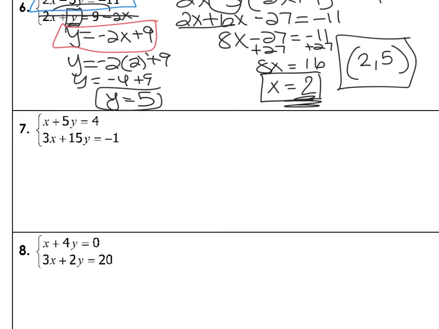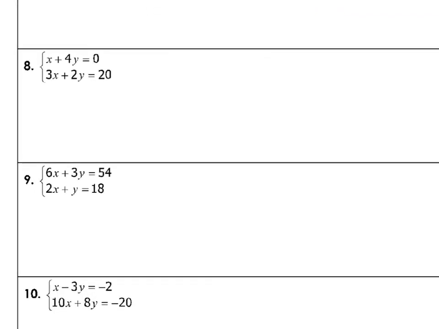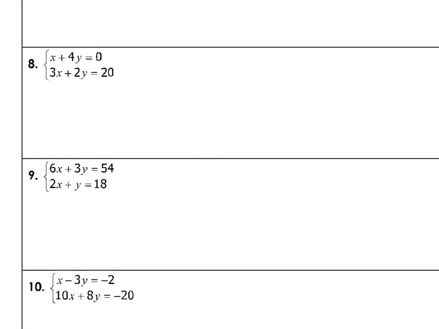All right, let's do another one like that. Let's look at number 9. Again, we need to get the variable by itself in at least one of these equations. I would choose this y because it's a 1y. You always want to pick one with a coefficient of 1. So we're going to isolate this variable. I'm going to have y equals 18 minus 2x. All I'm doing is bringing this over and subtracting it, right?